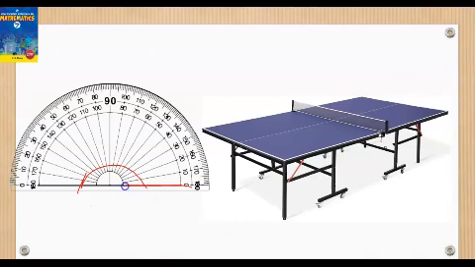We have a straight line here, and there is a point of intersection. The other one is also joining, and the two together make a straight line. That makes an angle of 180, which is a straight angle.